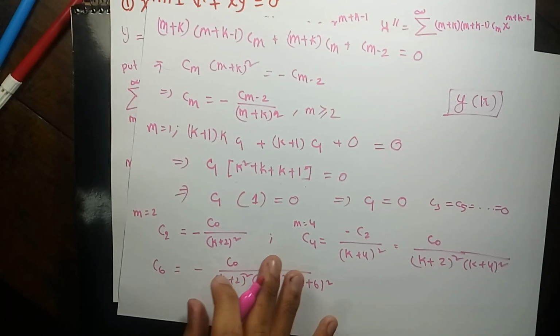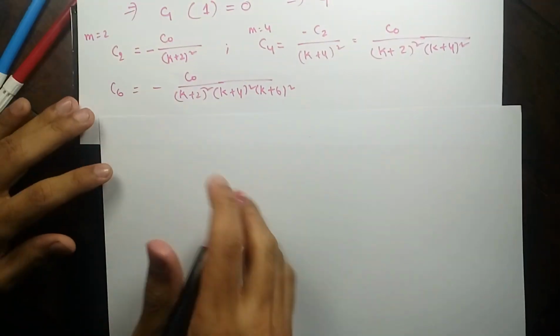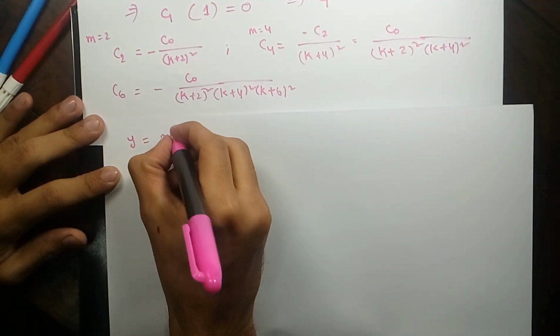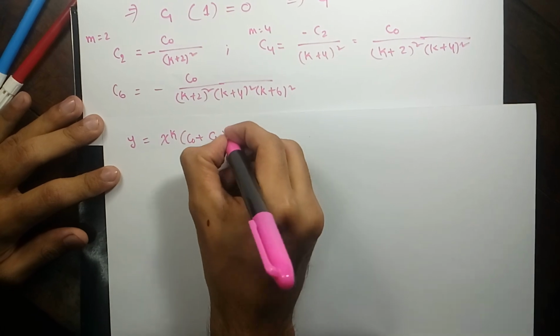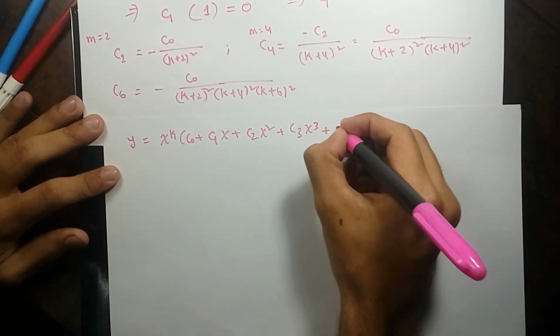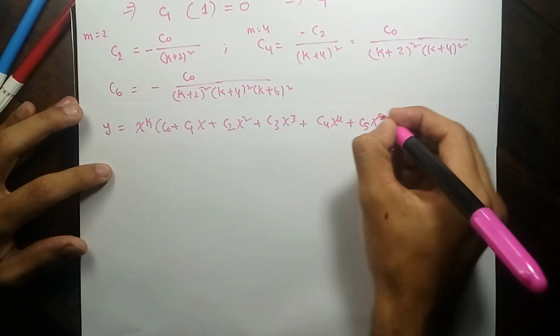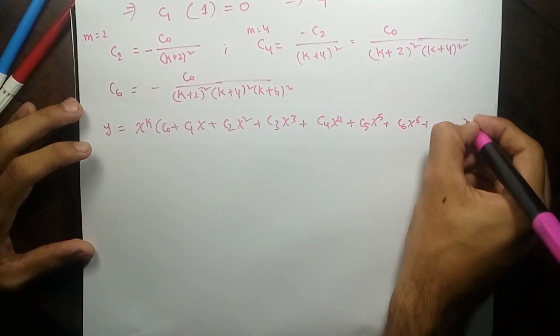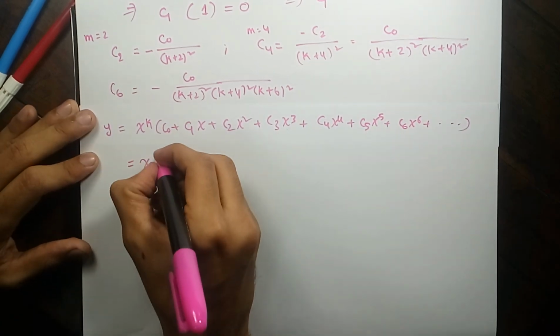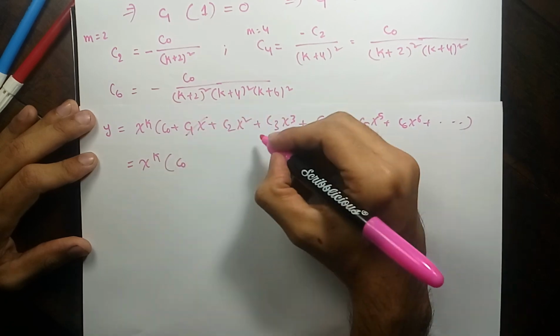So if you try to build y as a function of k, we know what y is. y is equal to x to the power k times (c0 + c1x + c2x² + c3x³ + c4x⁴ + c5x⁵ + c6x⁶ + and so on). And x to the power k, c0 has its value, and c1, c3, c5 are all 0.